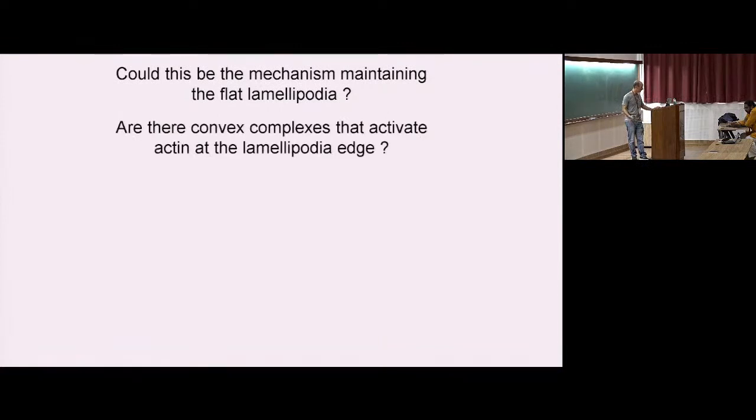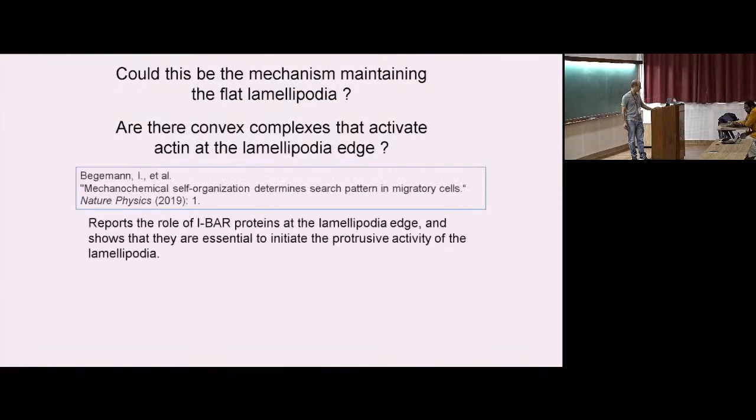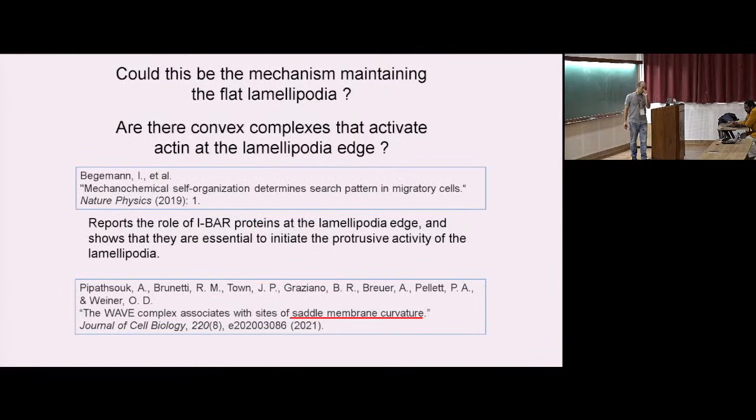And do we have any evidence that such proteins of this kind of curvature exist at the edge of the lamellipodia? So there are several recent papers. This is 2019, this is 2021. This more recent one actually suggests that it's even saddle shaped. And that, again, as I mentioned before, should point out the way to actually describing proteins which are not isotropic of the kind that we have done.